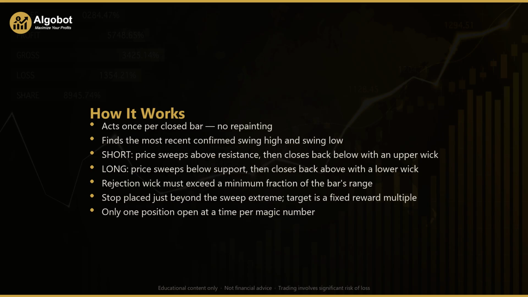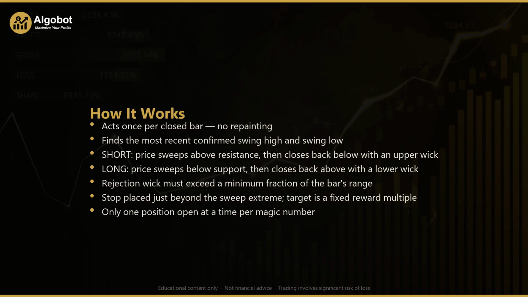Now let's talk risk management, because this is where the strategy is quite elegant. The stop loss is structural. For a short, it's placed just beyond the high of the sweep candle, with a small buffer expressed as a fraction of that candle's range.